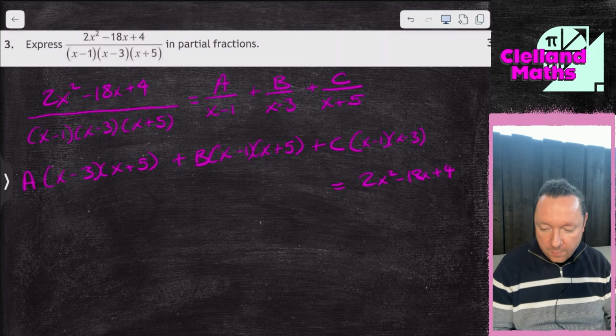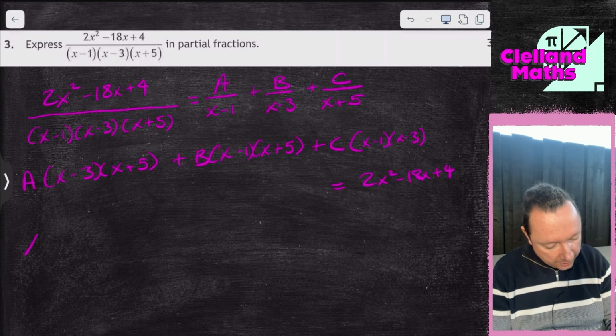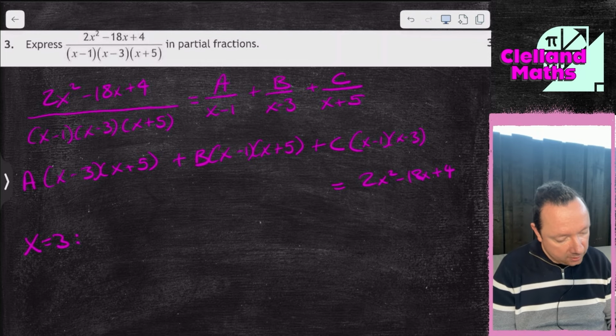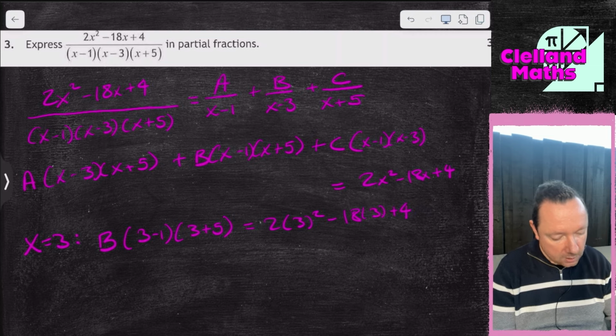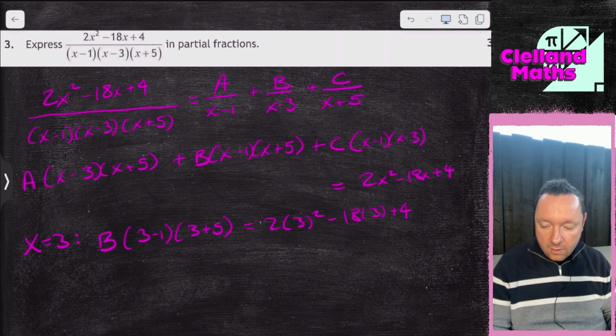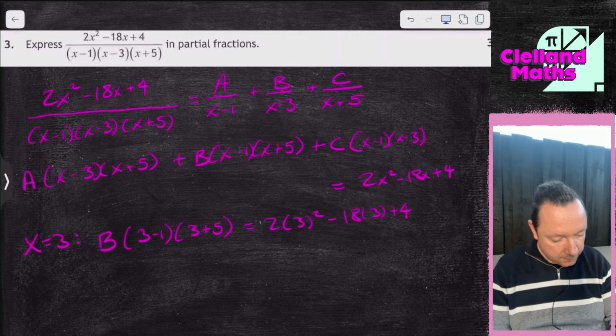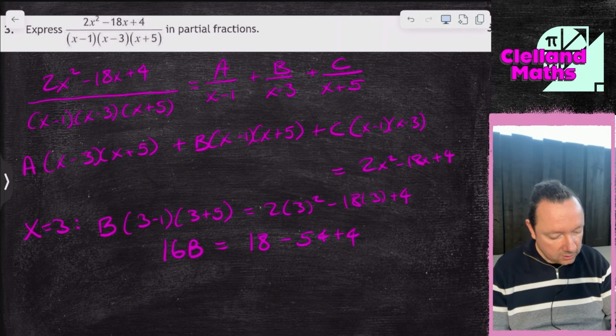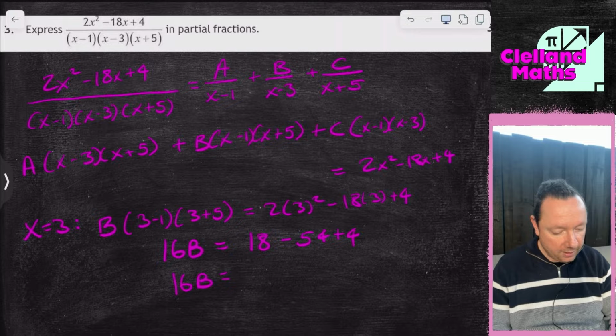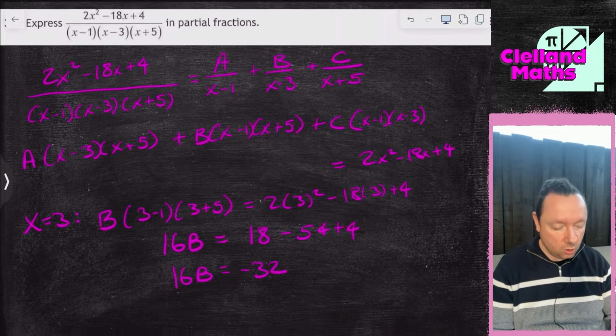So I'm going to start off by picking x equals 3. When x equals 3, A disappears, C disappears, leaving B, and it's going to be (3 minus 1)(3 plus 5) equals 2 times 3 squared minus 18 times 3 plus 4. Working out your left-hand side, that gives you 16B, 2 times 8. And working out your right-hand side, we've got 18 minus 54 plus 4. So 16B finally equals minus 32, and therefore B is minus 2.